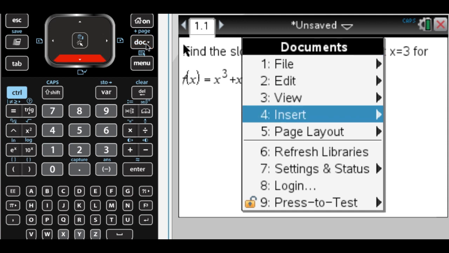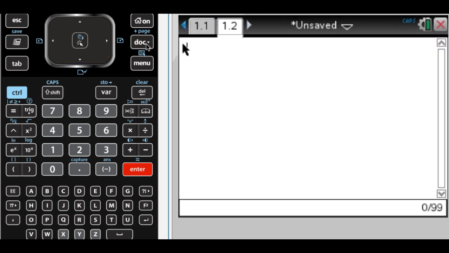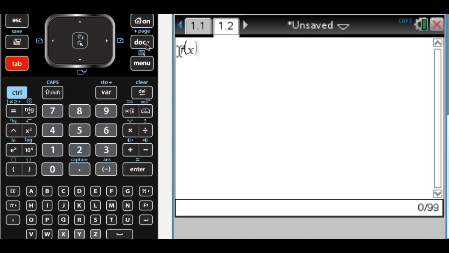So the first thing I'll do is insert a calculator page and define that function. So f of x is equal to x cubed plus x plus cosine of x.